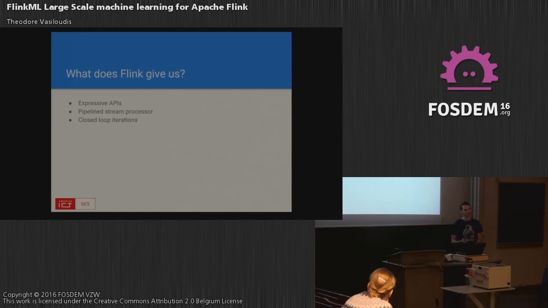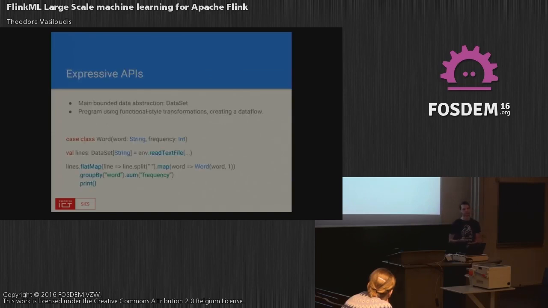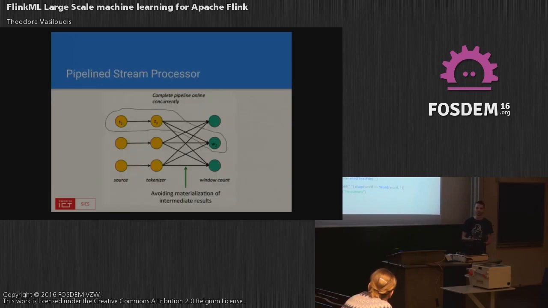So what makes Flink a good platform to use for machine learning? We'll take a brief look into some of these features that make it a good candidate. So first, it's the Flink API that provides a functional style programming, maybe with some SQL-like commands like groupBy, for example. And this allows for the quick development and prototyping of machine learning algorithms. And the programmers get a familiar paradigm to write their programs that is also intuitive.